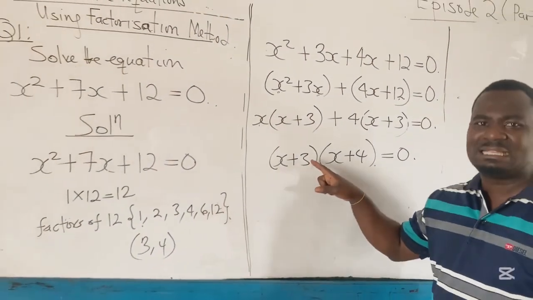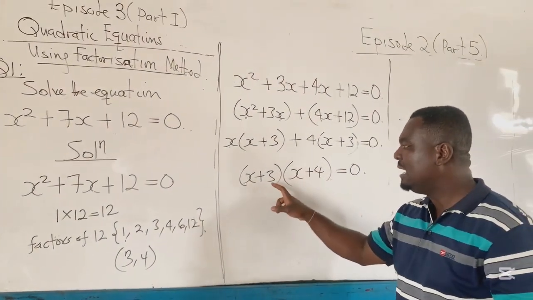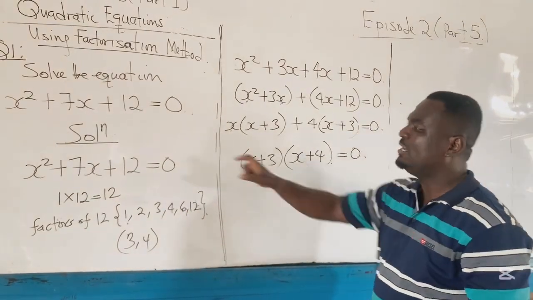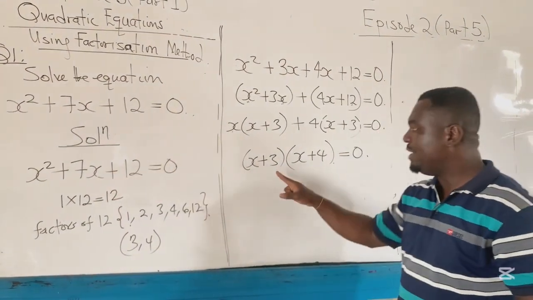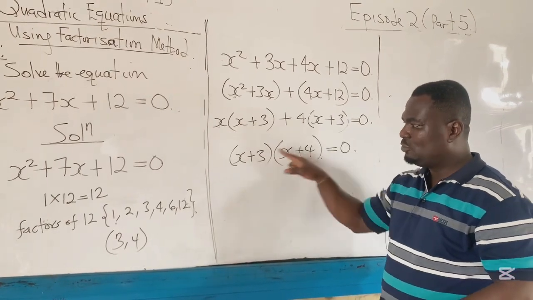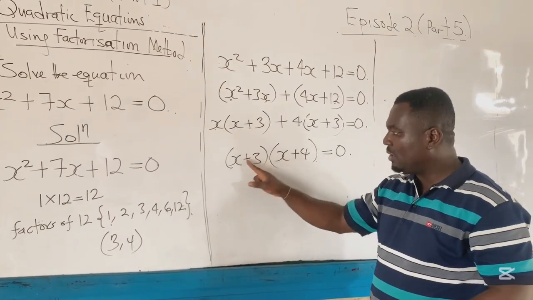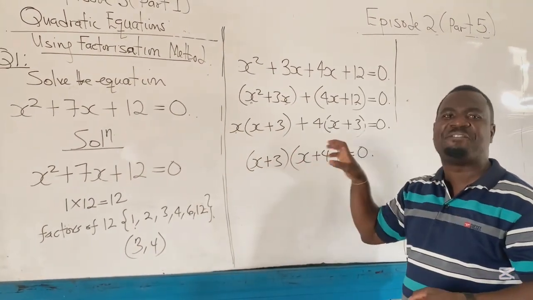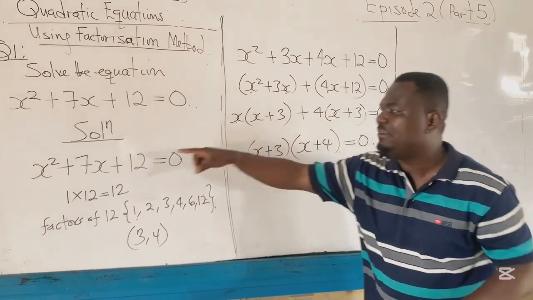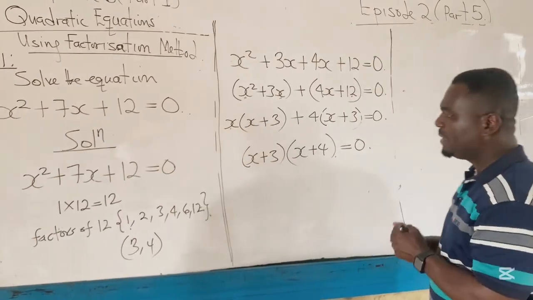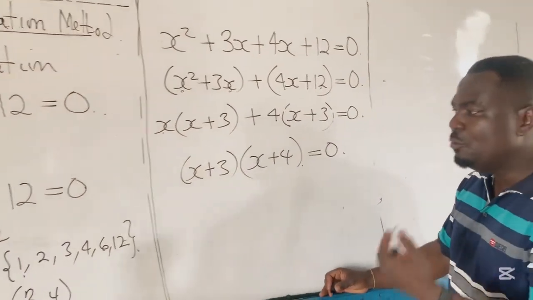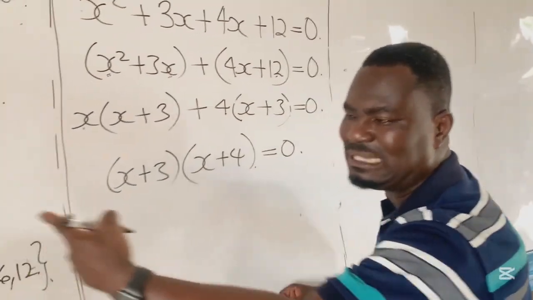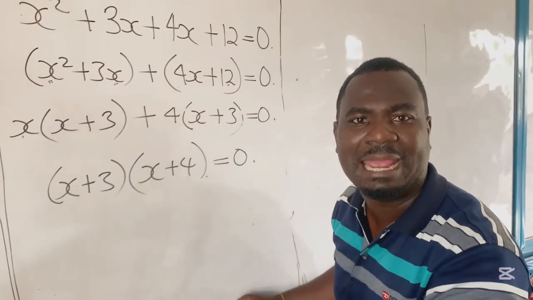The reason why these are the factors of this quadratic equation is because 3 plus 4 is satisfying what? And when you expand this binomial, you are going to get this one back. In that case, this becomes a factor of this quadratic equation. And we want to find the roots of the quadratic. The number we use in forming this quadratic is called the root of the quadratic.